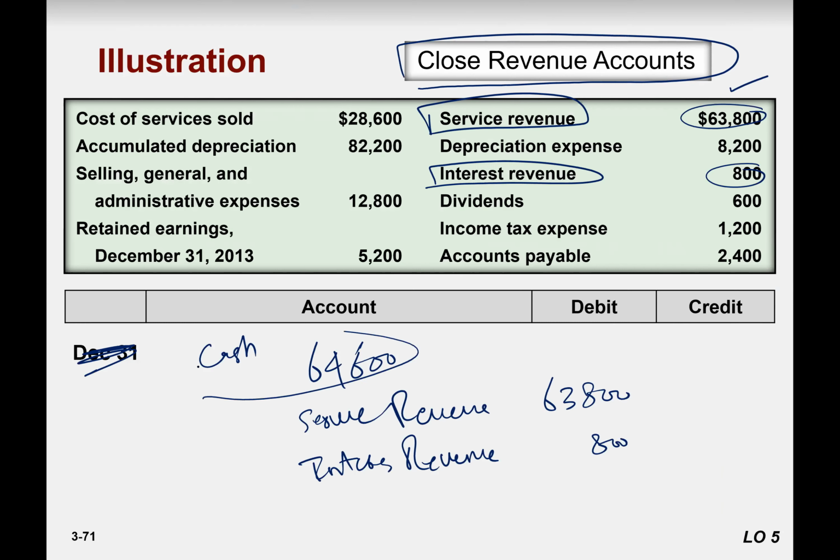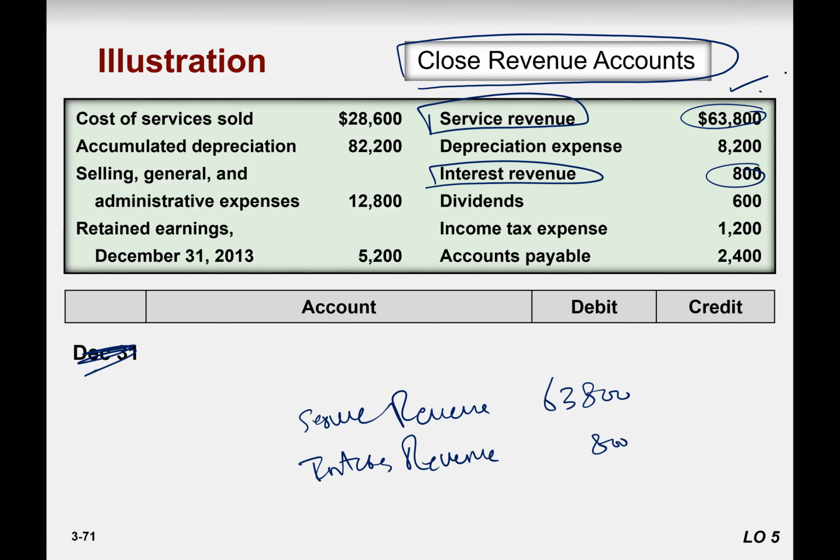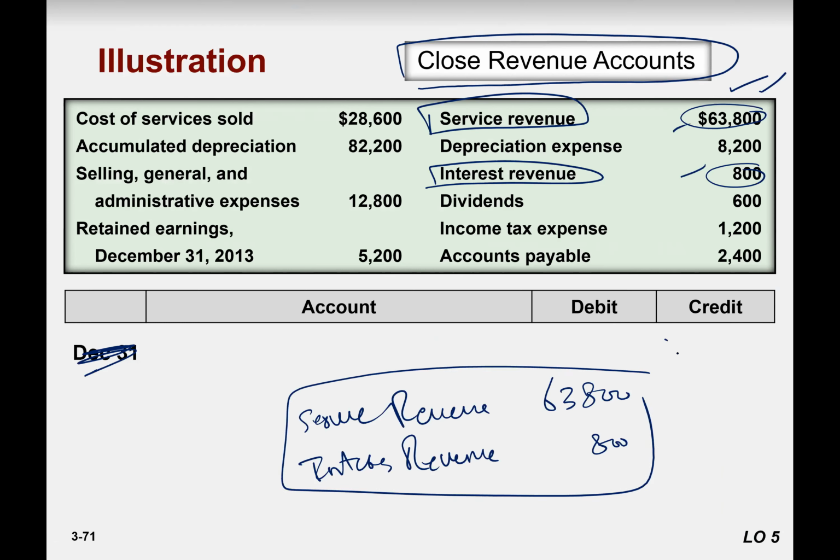So this cash is basically a balance sheet item, so we are not disturbing that one. All we have to do, when we entered these entries, we made the revenue account credit, and when you close it down, you make a reverse entry. You have to make it debit. So what would be the entry then?